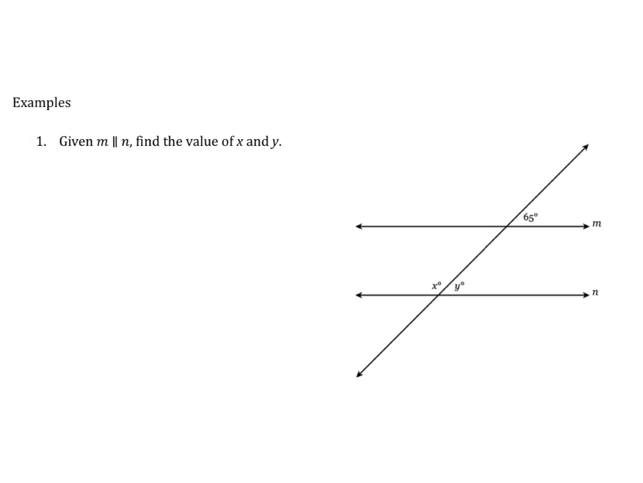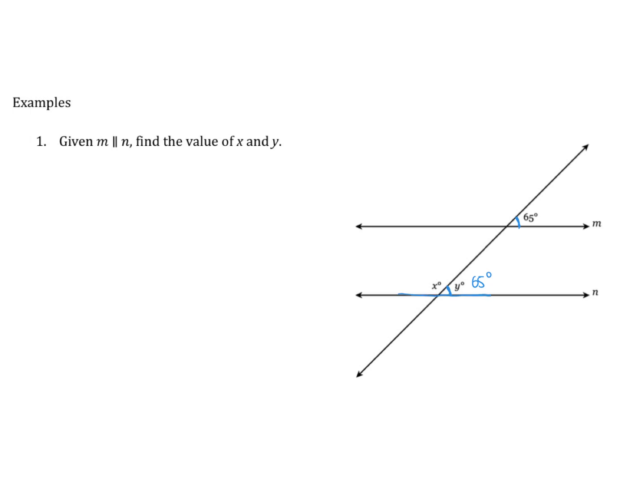Given M is parallel to N, find the value of X and Y. Well, I know I have a 65-degree angle up here, and if I look at angle Y, it's corresponding to that angle 65. Y and 65 are corresponding angles, and corresponding angles are congruent, so this is also going to be 65 degrees.